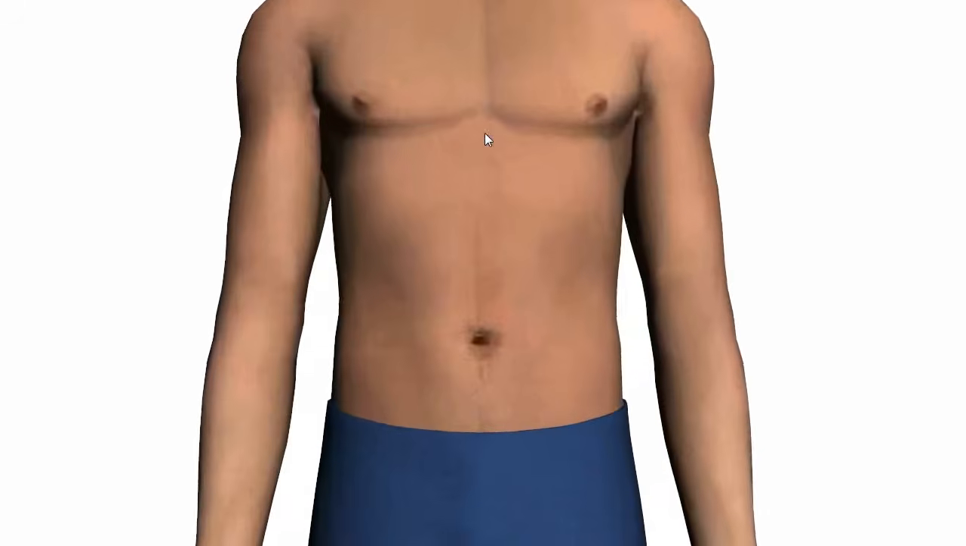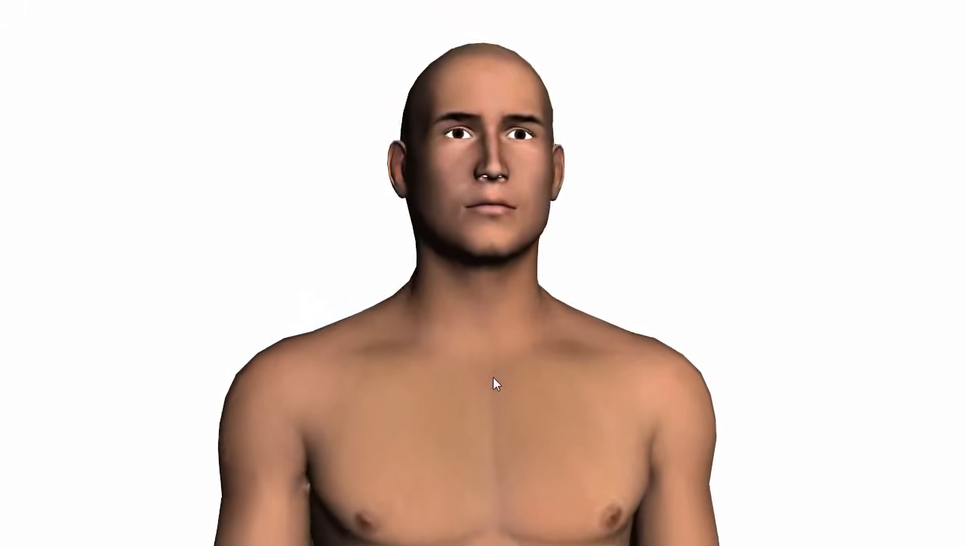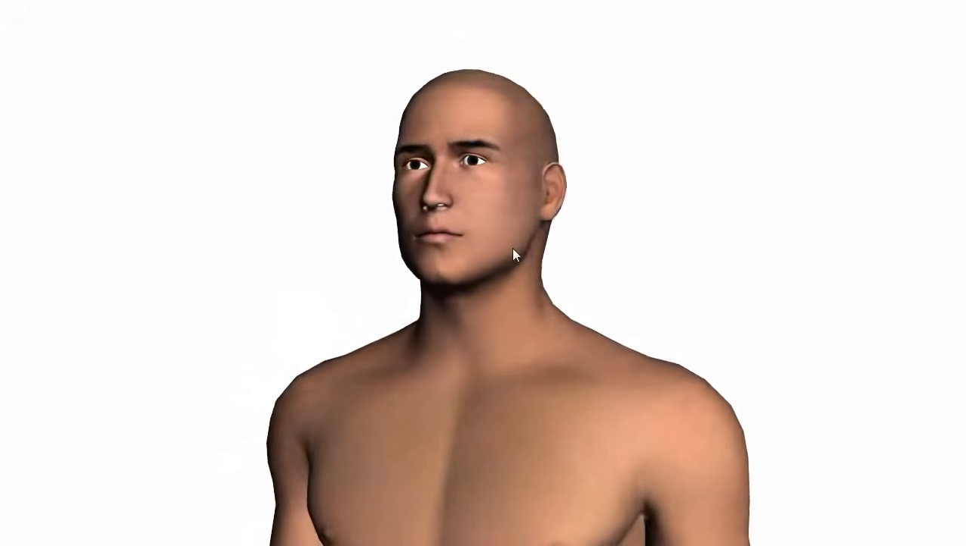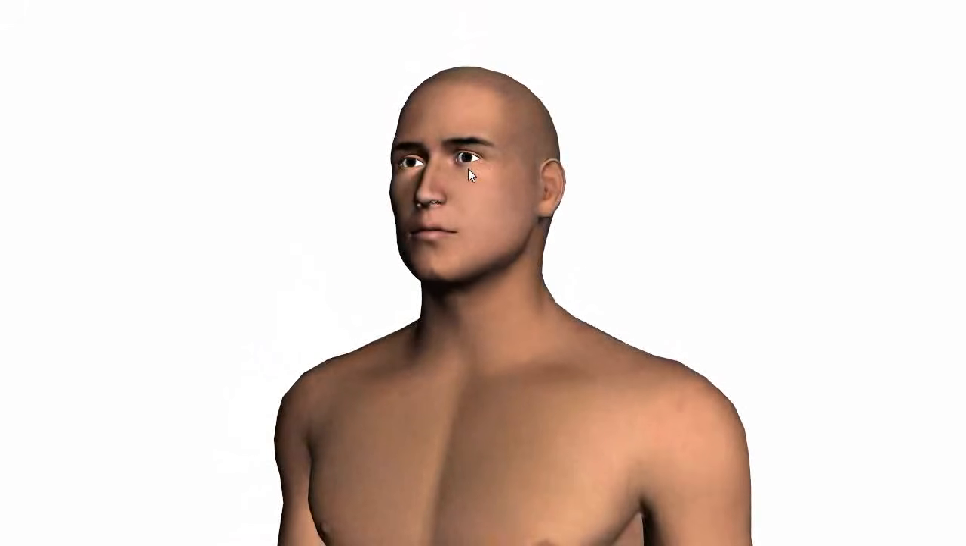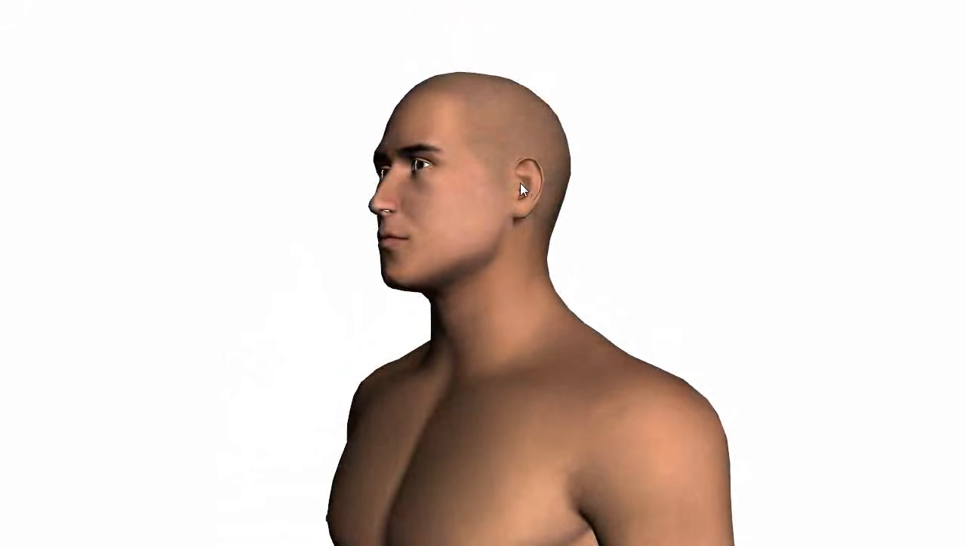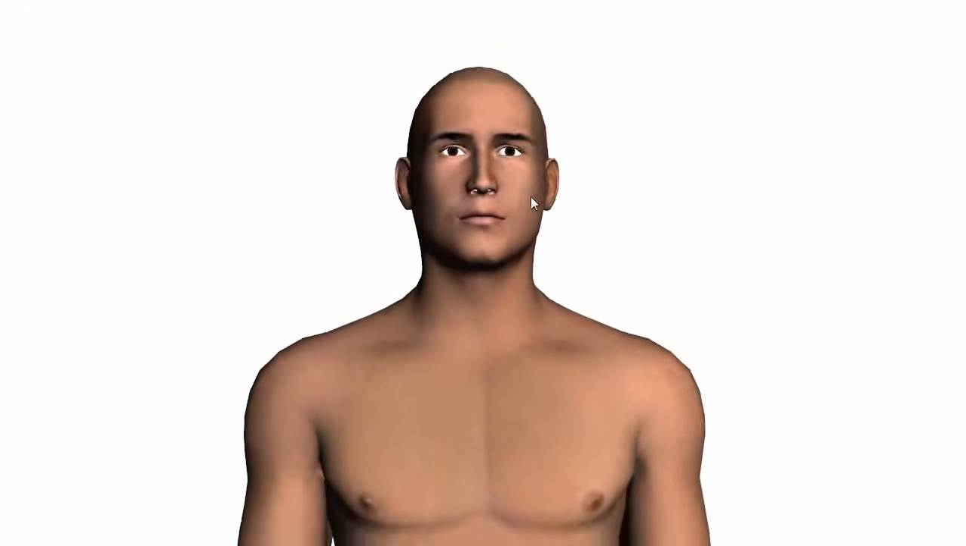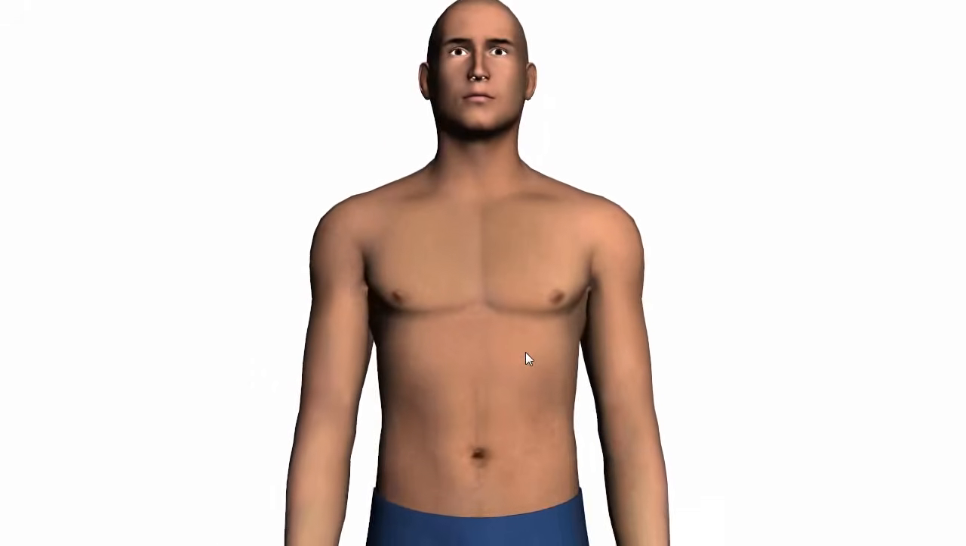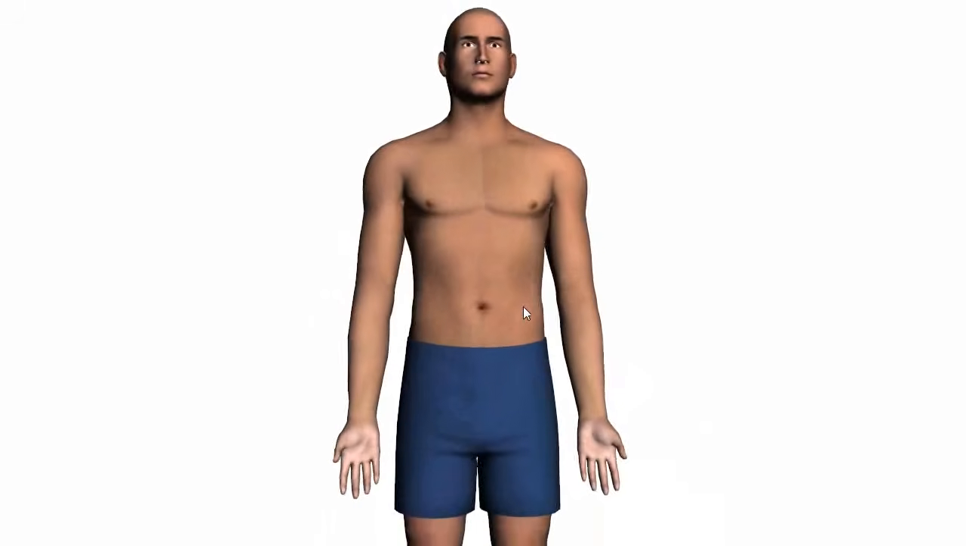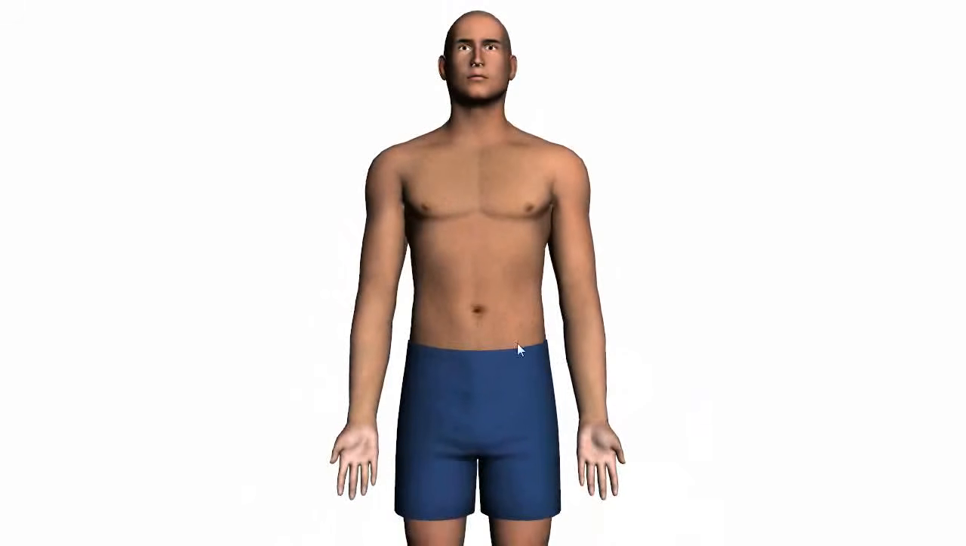And if I just zoom in a bit on his head, technically speaking, in the anatomical position, the inferior margin of the orbit should be level with the top of the external auditory meatus. So that's just a technical detail. But when you describe anatomical structures, you talk about them with reference to this anatomical position.